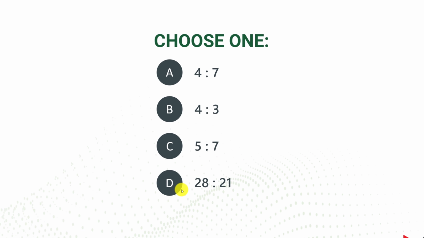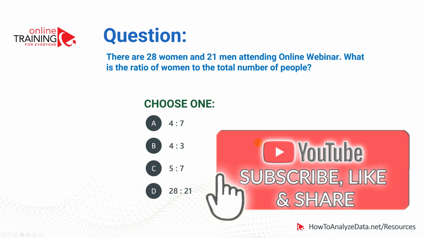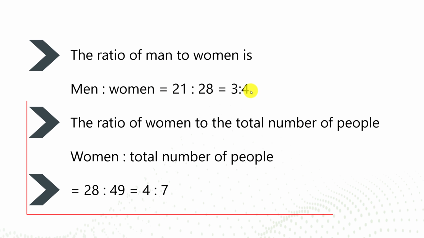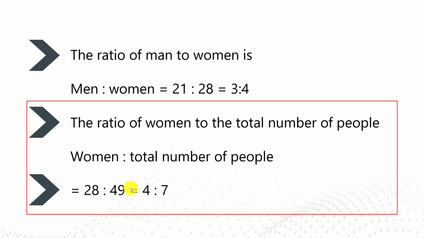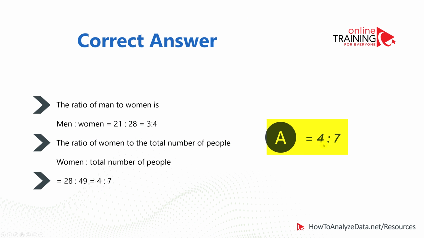The tricky part about this question is that there are choices B and D, which represent the ratio of women to men. But this is not what needs to be calculated here, because the ratio of women to the total number of people needs to be captured. Let's look at the correct answer. The ratio of women to men is 4:3, but the ratio of women to the total number of people is 4:7, which is represented by 28:49, and 49 is calculated as the sum of all people, 28 women and 21 men. So the correct answer is A, 4:7. I'm pretty sure you nailed this question.